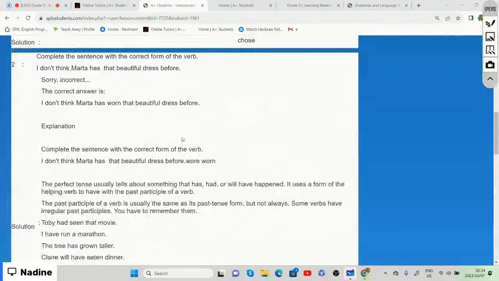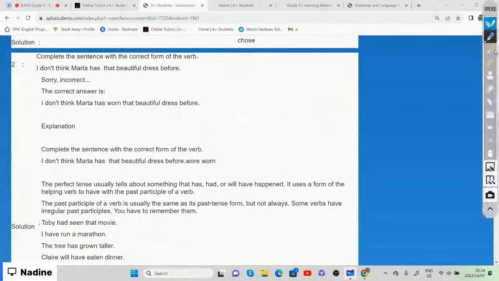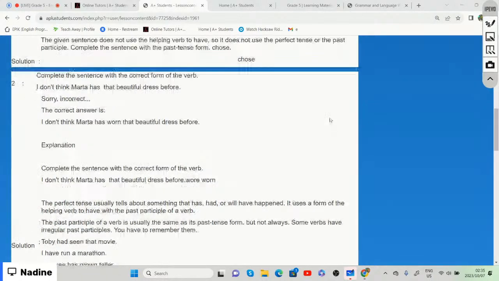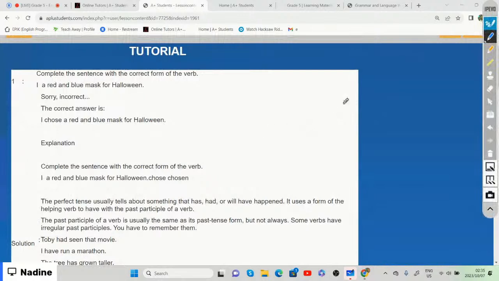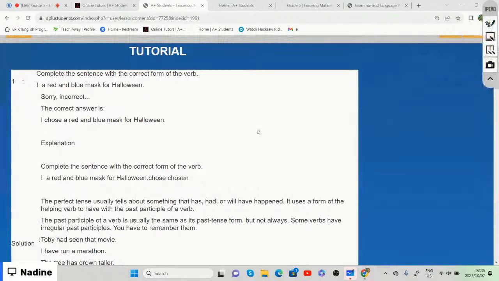Chosen is not correct. So we can't say I chosen a red and blue mask, because chosen is not the correct form, right? So it's I chose, because it is just the past tense, right? So not chosen.